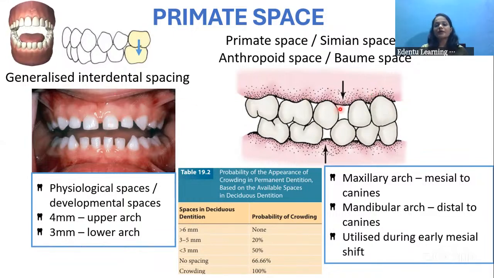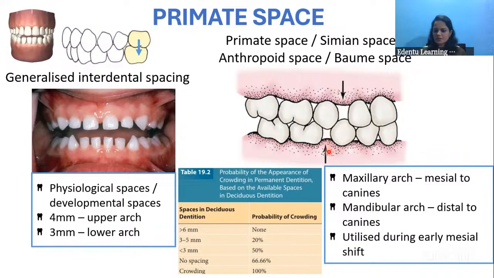Now, what are these primate spaces? They are also called the simian space or the anthropoid space, or the Bowman space. The primate space is seen in the maxillary arch and in the mandibular arch. In the maxillary arch, it is seen between the lateral and the canine, that is, mesial to the canine, this space here. That is the primate space in the maxillary arch.